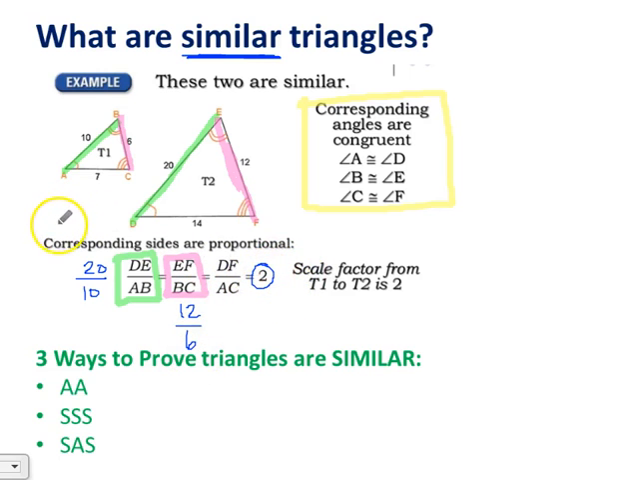So you can see that pattern that is occurring between all the sides, that they are in fact proportional. They have this same scale factor. So that is what we mean by similar triangles.